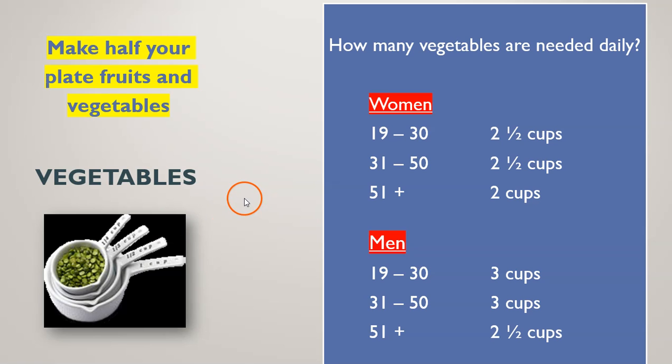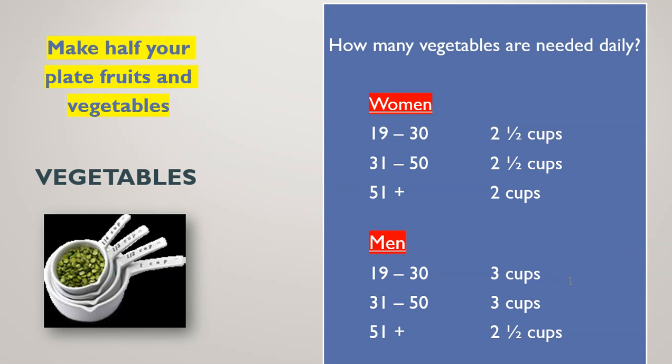And let's go ahead and look at vegetables. Vegetables are on that same side of the plate as the fruit, and vegetables actually occupy a little bigger portion. When you look over here at amounts, how many vegetables are needed daily, you're seeing that the recommendation is closer to at least 2.5 cups or 3 cups. And once again, you've got to break it down by sex and by age group.